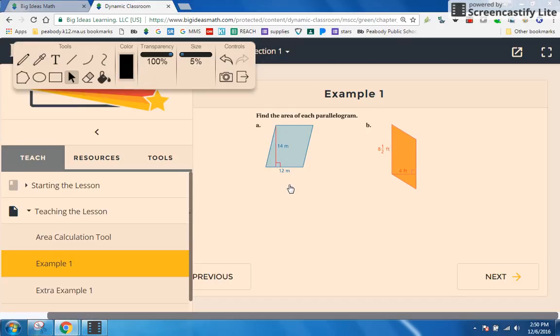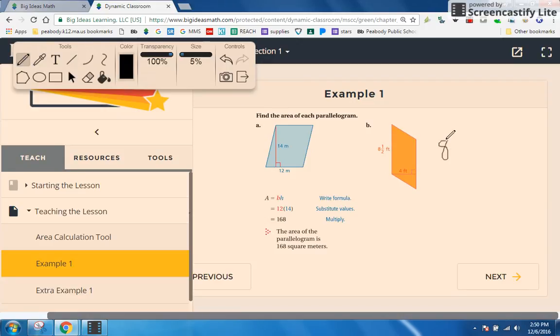So for the first one, you're just going to do your base times height, which is 14 times 12, which is 168. And then when you label it, you put the same label, which is an M with a little 2 over it for meters squared, or you could say square meters. So 168 square meters.